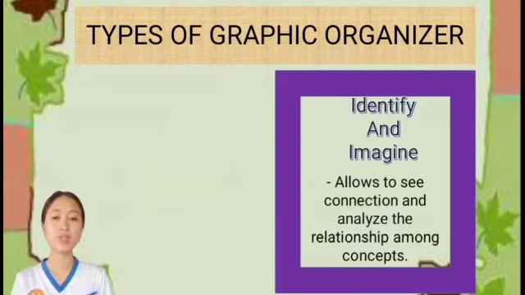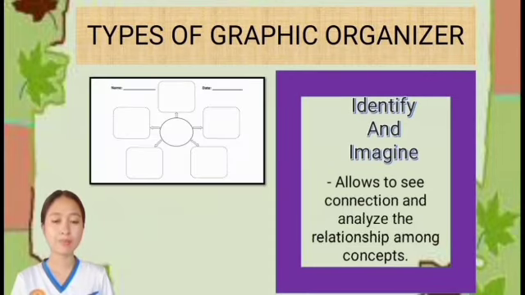These organizers use various shapes and forms to visually represent several concepts or pieces of information. It allows the students to see connections and analyze relationships among concepts. The most common example of this is the concept map. When we say concept mapping, it is for brainstorming and organizing. It sometimes stems out in so many directions that it ends up looking really complicated.